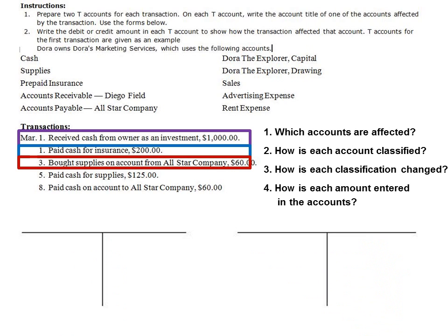Next transaction, paid cash for supplies, $125. So we paid cash. My two accounts are going to be two asset accounts actually. Supplies and cash are going to be my two accounts. Well, do I have more or less supplies? I actually have more supplies in this situation. So therefore, I'm going to make it a debit entry.